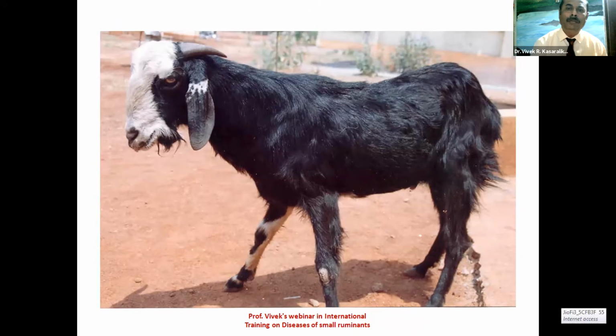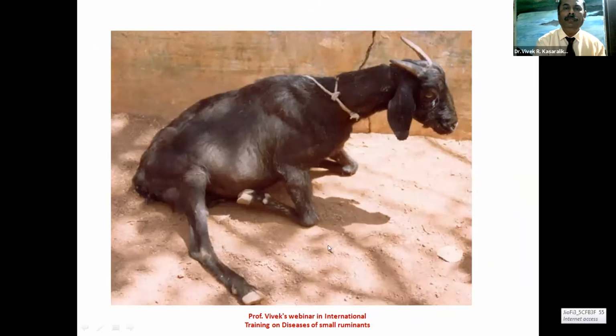So this was the only male goat which I could get in lactic acidosis. And here you can see a small dribbling. This is greenish fluid coming through the nostrils, because the ruminal contents are getting regurgitated through the nostrils. Here you can see how much difficulty the animal is facing. You can see the distension of the abdomen, the animal is not able to stand on its own. It is trying to sit on the ground.